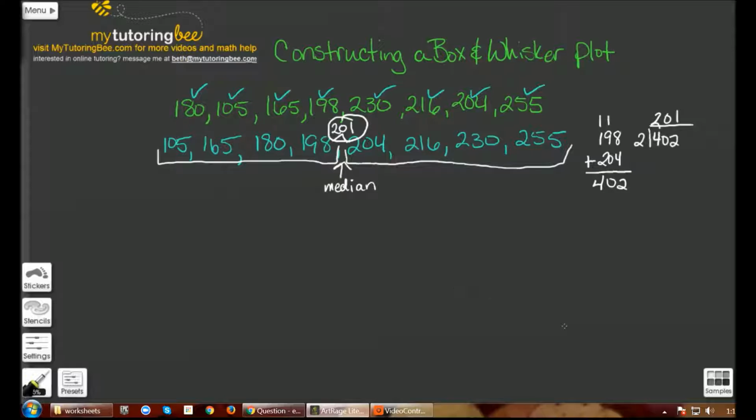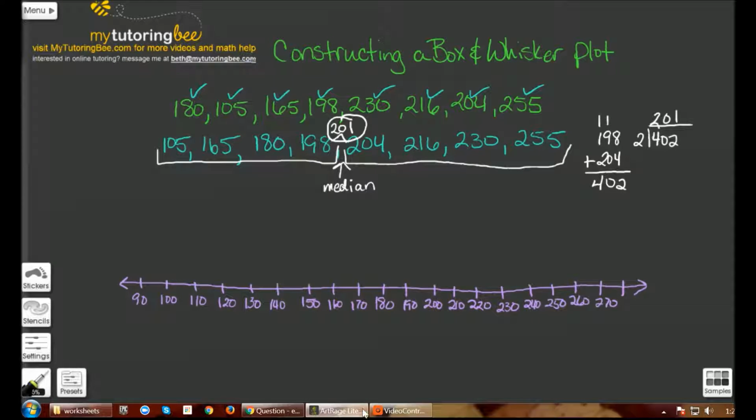The next step I think that we should do is go ahead and make our number line that we're going to construct our box and whisker plot on top of. So I'm going to speed this up a little bit, but I do want to note that I want to make sure that I have enough of a span on my number line to cover the smallest and the largest values. So as you can see through the magic of editing, I've got my number line from 90 to 270, which covers from 105 to 255.